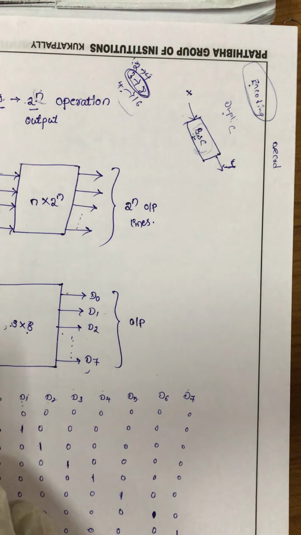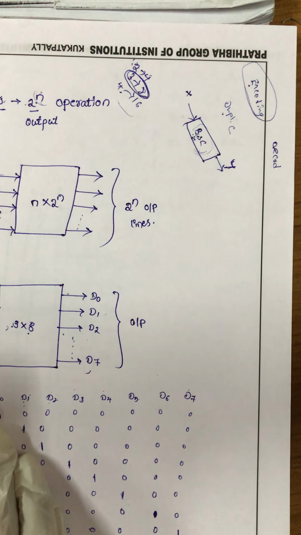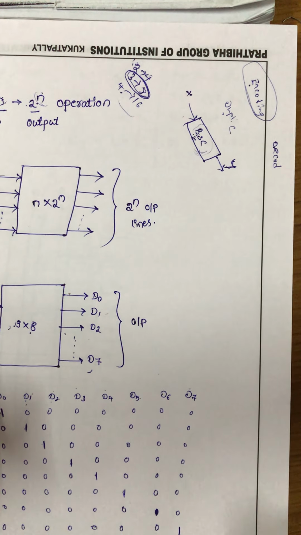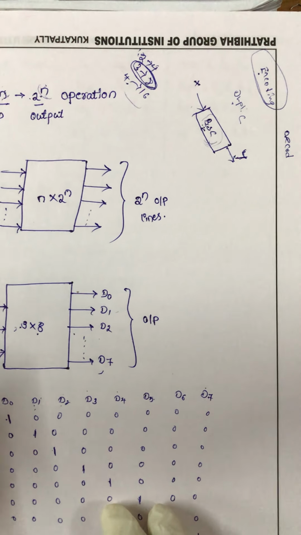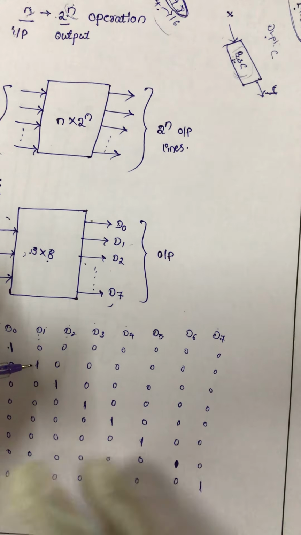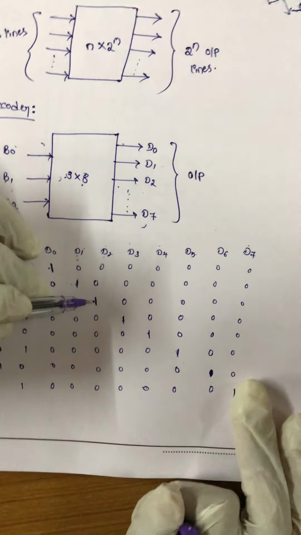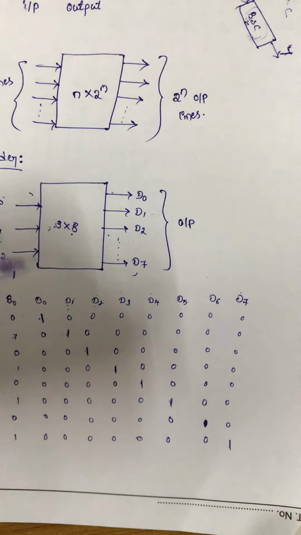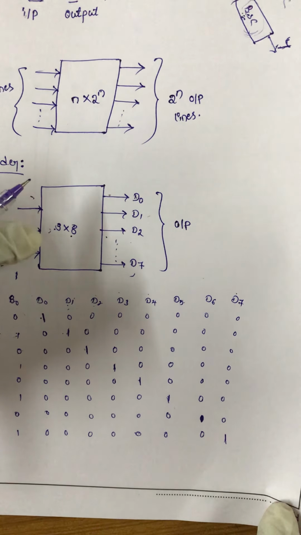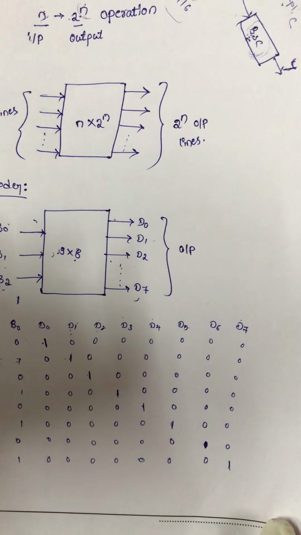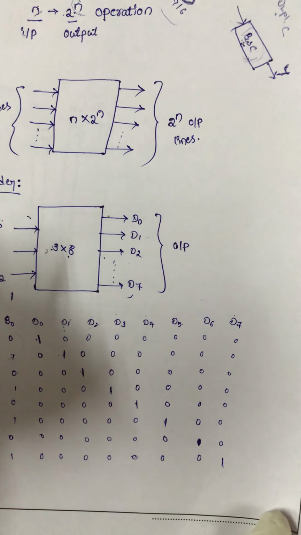Okay, only for the particular 0 0 0 condition D0 is 1, in all remaining cases D0 is 0. Similarly, for the 0 0 1 condition D1 is 1, remaining all cases 0. So for the 0 1 0 condition D2 is 1, remaining all cases 0. Okay, this is the truth table for the 3 to 8 decoder. Now we have to draw the logic circuit for the decoder.